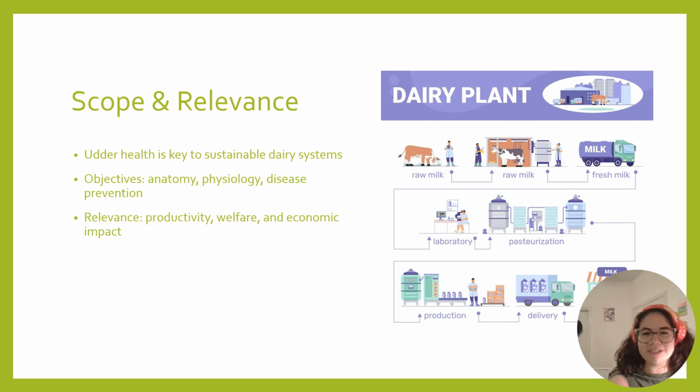And then my objectives: we're going to highlight those structural and functional differences. We're going to explain their practical implications, and also we're going to connect this knowledge to disease prevention. Udder health is not just a biological concern, it directly impacts farm economics and animal welfare.